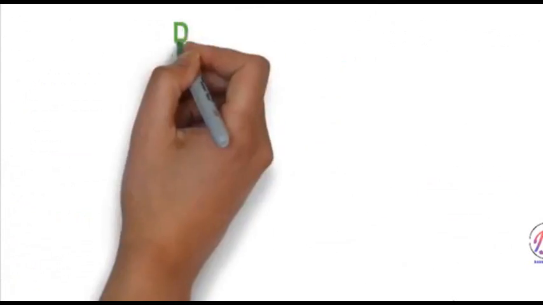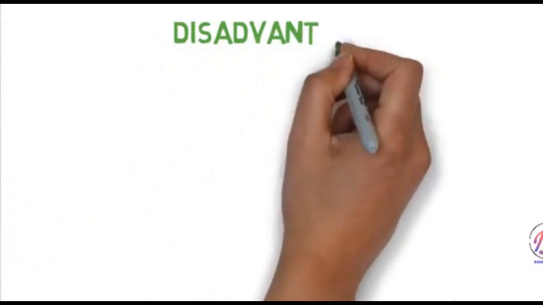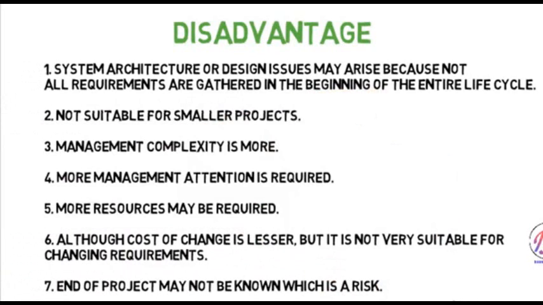When we talk about the disadvantages of the iterative model, the first disadvantage is that system architecture or design issues may arise because not all the requirements are gathered at the beginning of the entire life cycle. It is not suitable for smaller projects. Management complexity is more, and more management attention is required. More resources may be required.